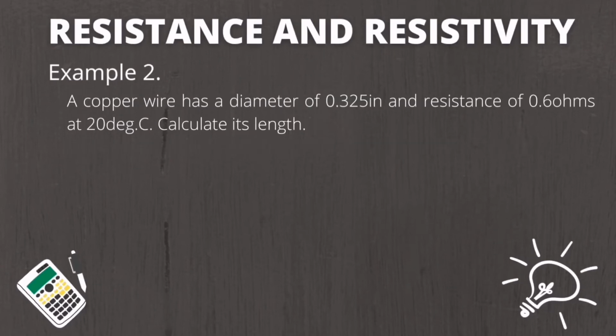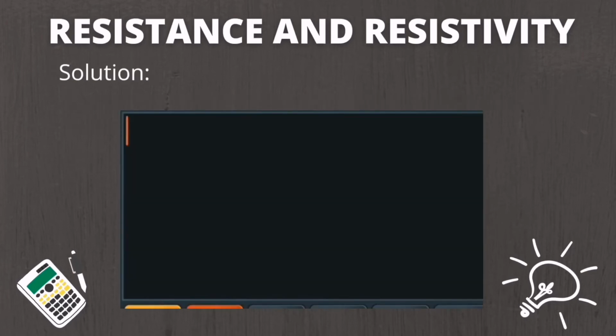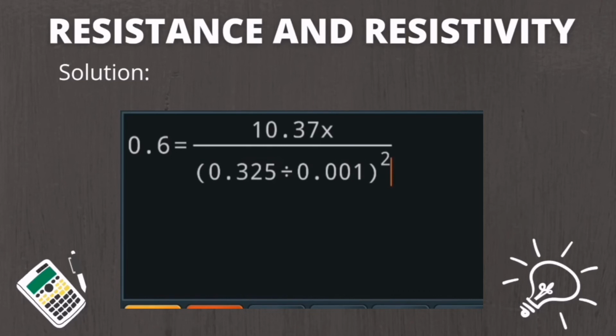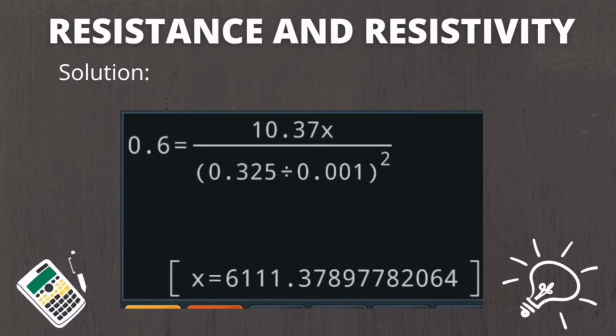Example number 2. A copper wire has a diameter of 0.325 inch and a resistance of 0.6 ohms at 20 degrees Celsius. Calculate its length. We just have to substitute to the formula: 0.6 equals 10.37 times the length divided by (0.325 inch times 1 mil divided by 0.001 inch) squared. As you notice, we have to convert the diameter into mils, so we divide 0.325 inch by 0.001. Based on the result, the length is equal to 6,111 feet.